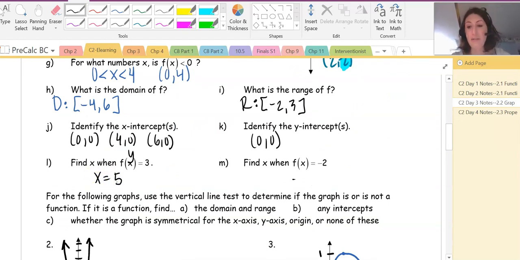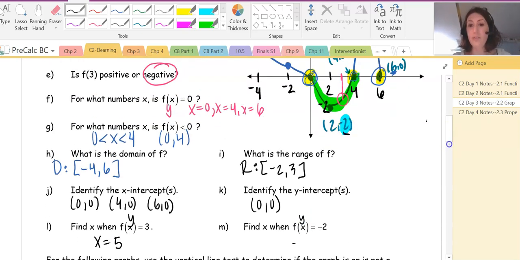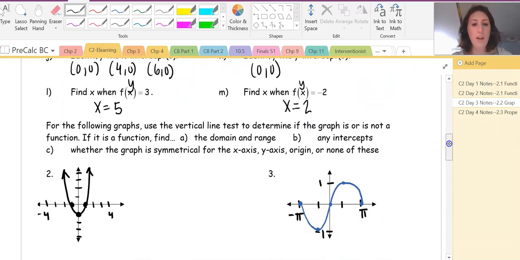Find x when f of x is -2. So again, they're saying your y value is -2. That's happening right here. So our x value is 2. Okay, there you go.